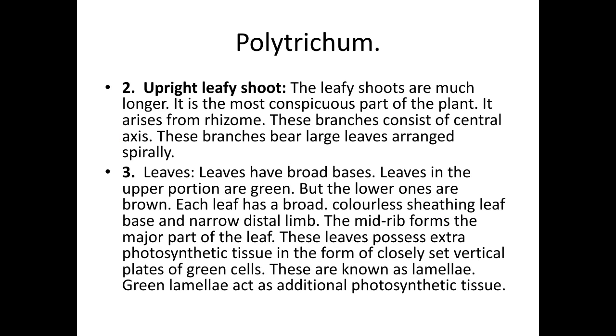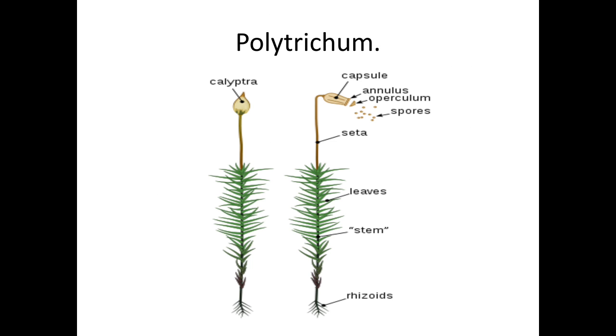These leaves possess extra photosynthetic tissue in the form of closely set vertical plates of green cells. These are known as lamellae. Green lamellae act as additional photosynthetic tissues of Polytrichum. Now see this diagram.